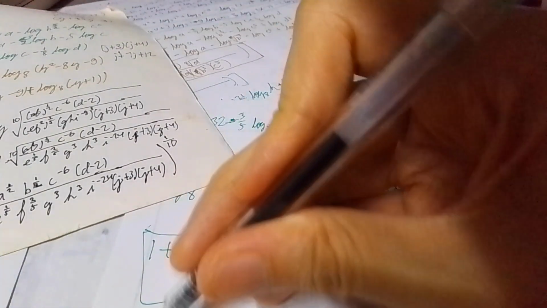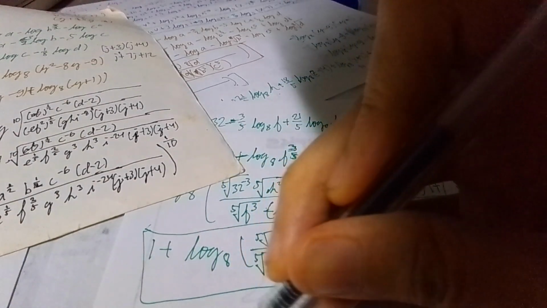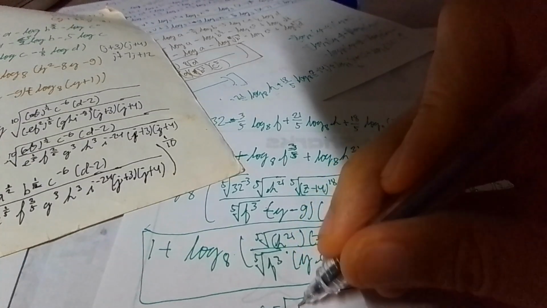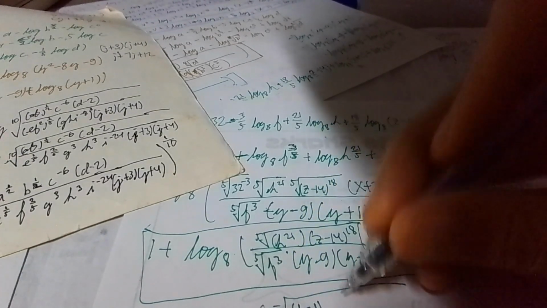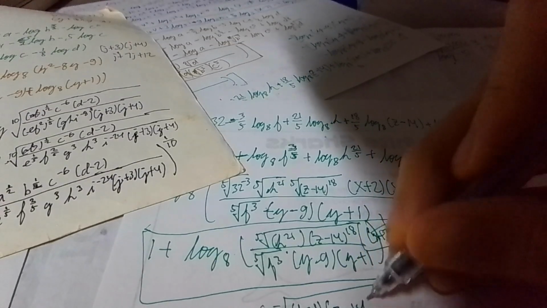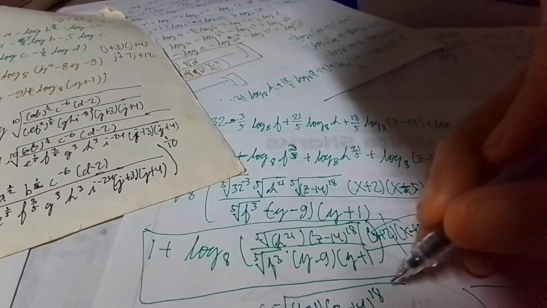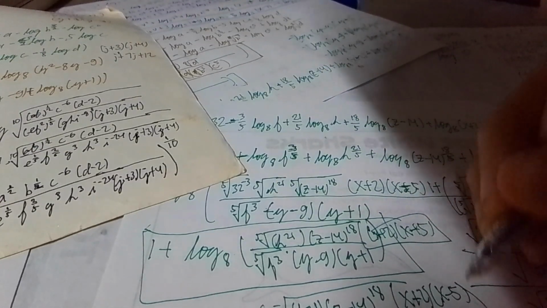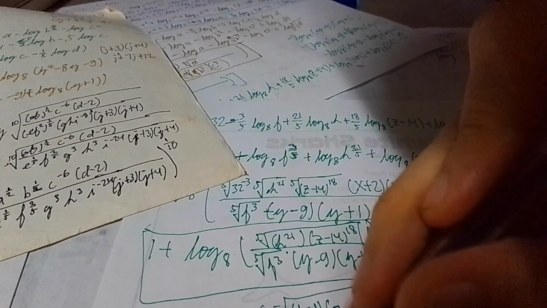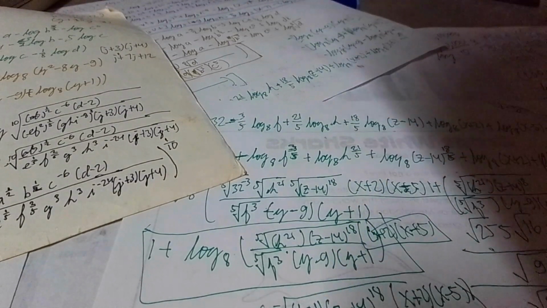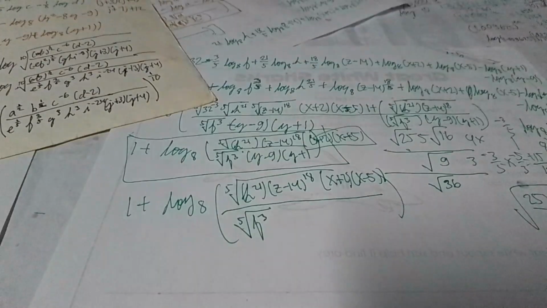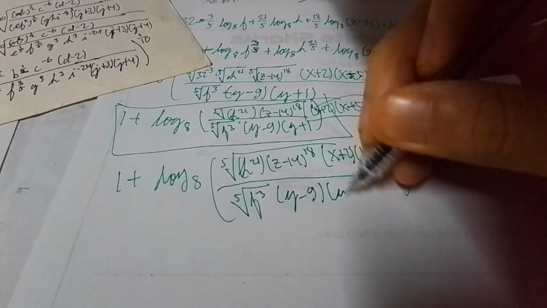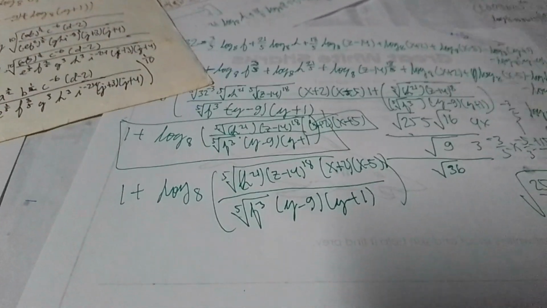Let's rewrite your final answer again. So, 1 plus log base 8 of, let's double check this time, 5th root of h of 21, z minus 14 raised to the 18th power, and then this one, x plus 2, x minus 5, all divided by the 5th root of f cubed. Yun nga. That's it. Yun ang sagot.